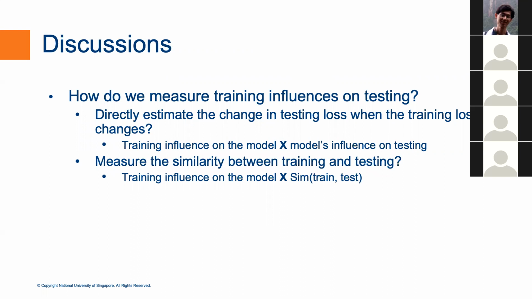Okay, Ruofan provided the slides for discussion, right? Basically, there are two ways to measure training influence on testing. First, we directly estimate the change in testing loss. The basic idea is we get the training influence on the model, then multiply by the model's influence on testing. The second way is we measure the similarity between training and testing. So we get the training influence on the model, then multiply by the similarity between train and test.